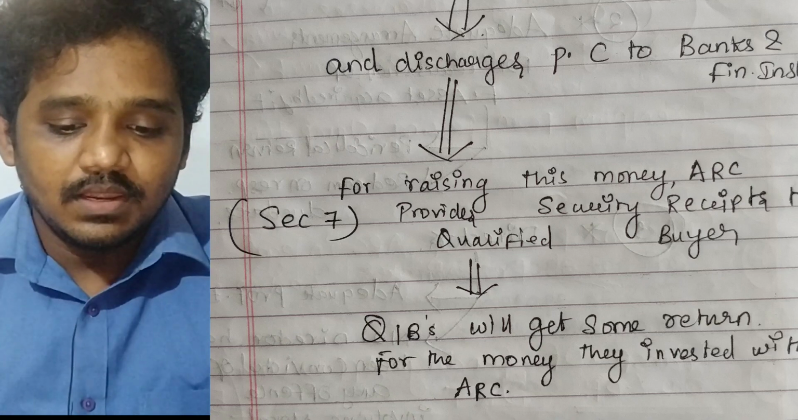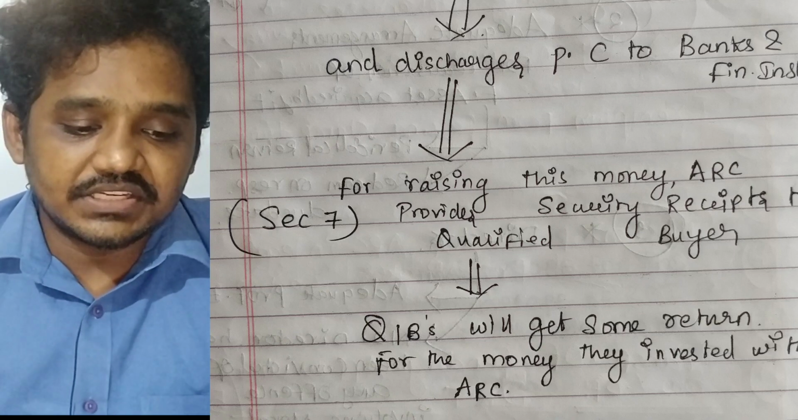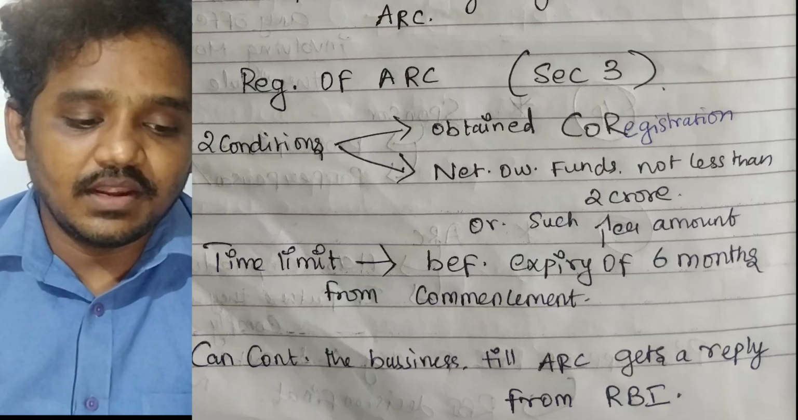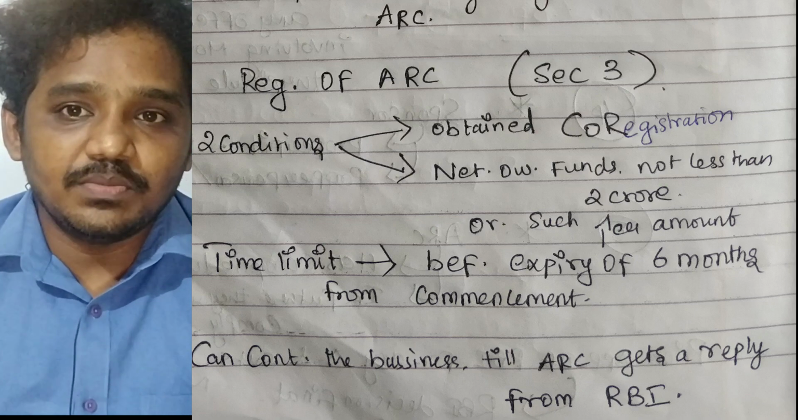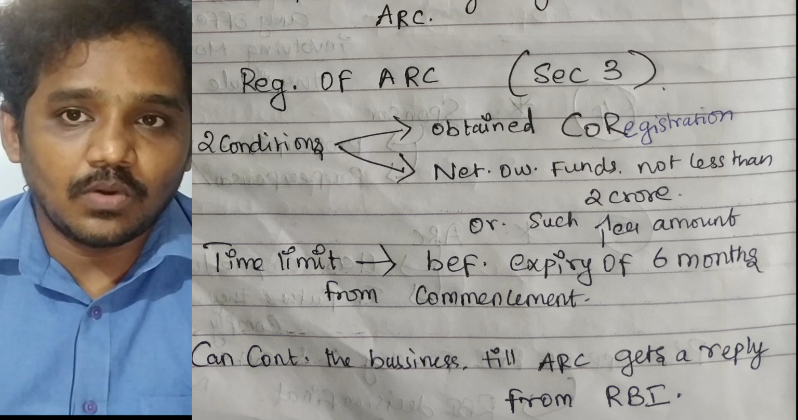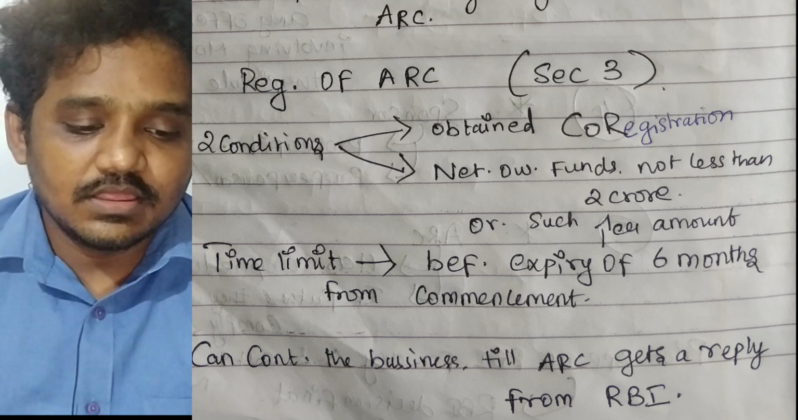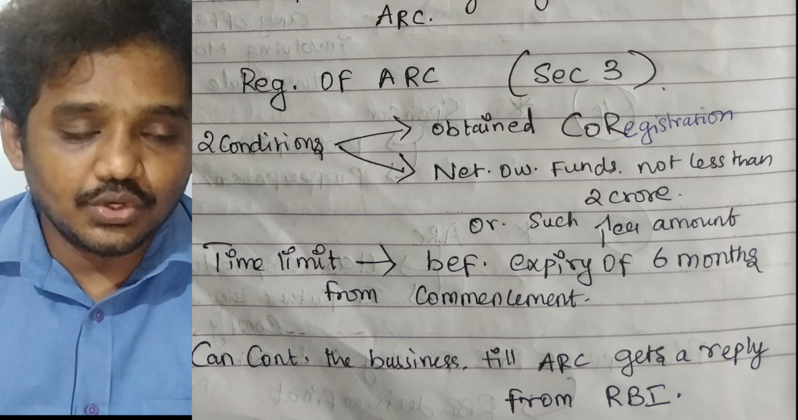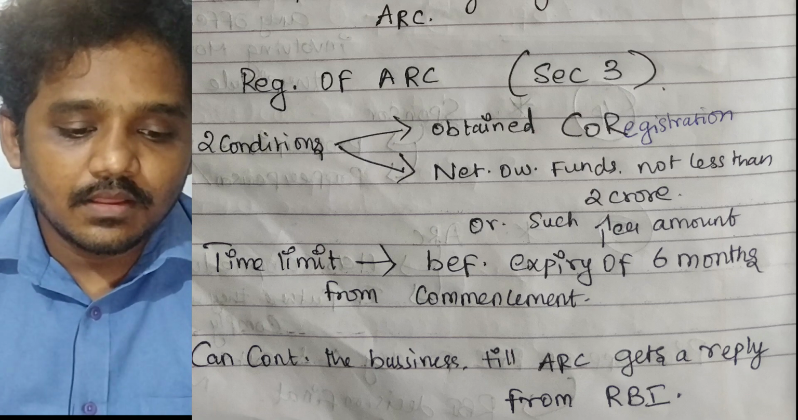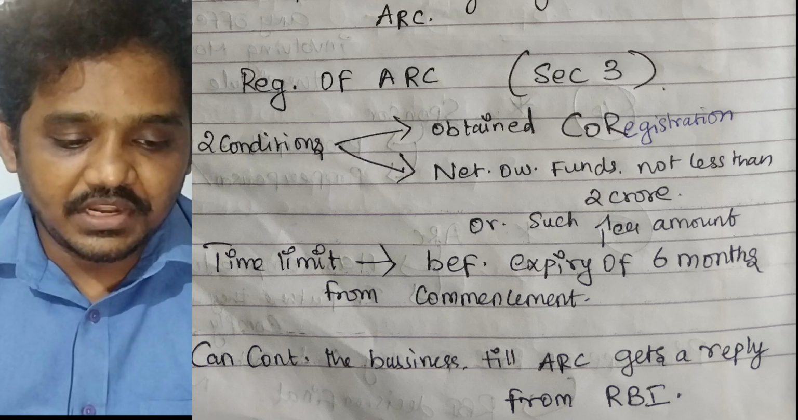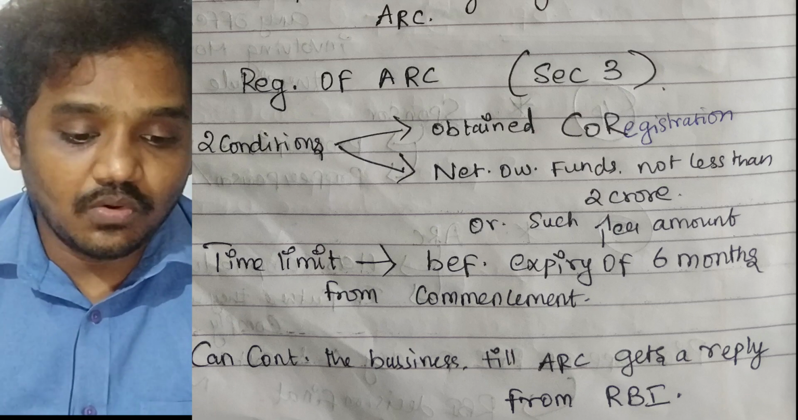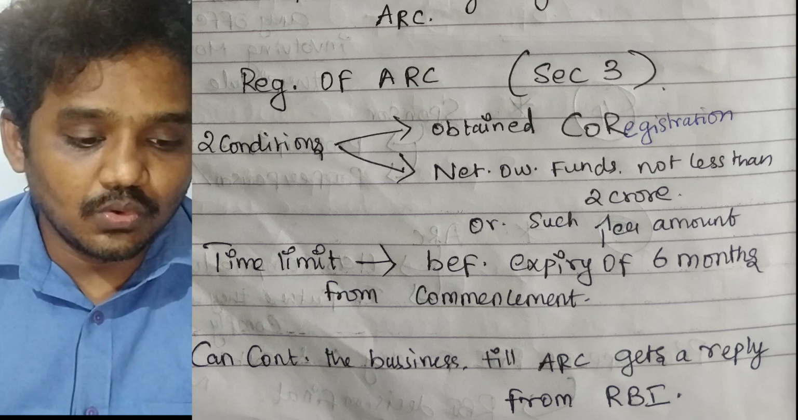Now let's start with Section 3. Section 3 relates to registration of asset reconstruction companies. For registration, two conditions have to be satisfied. Condition number one, the asset reconstruction company should obtain a certificate of registration. And the asset reconstruction company should have net owned funds of not less than 2 crores.